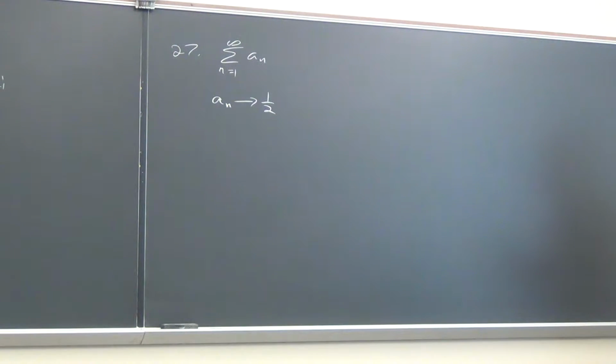Again, what does that notation mean? The a_n arrow 1/2? That's just the limit, right? That's just a different way to write the limit. And so what are we saying here? That the limit as n goes to infinity of a sub n is 1/2. So what do we know about the series then?